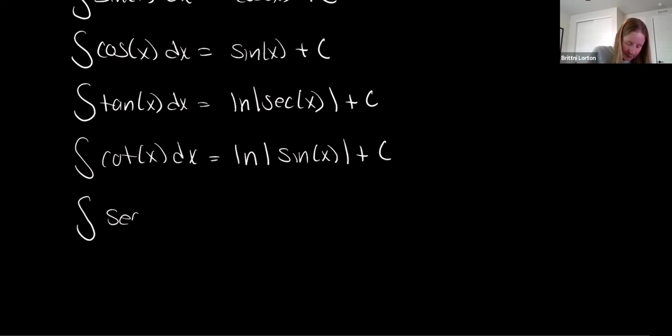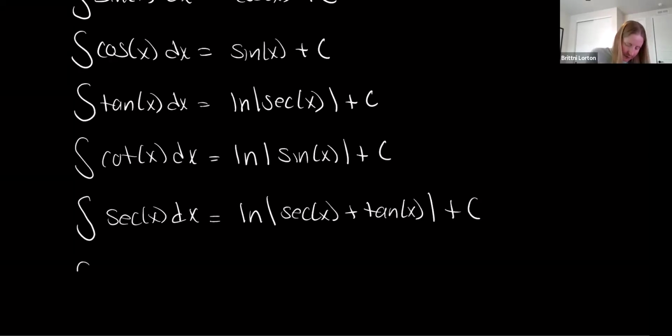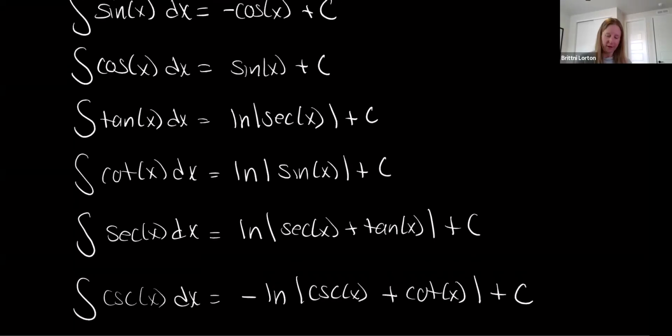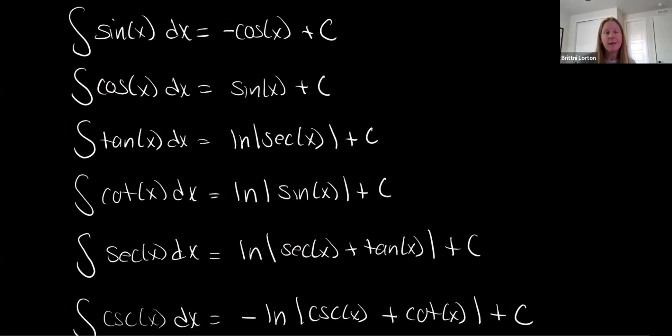The integral of secant of x dx is equal to ln of secant of x plus tangent of x, and then the integral of cosecant of x is equal to negative ln of cosecant of x plus cotangent of x plus c. So here is our nice little summary of the antiderivatives of all 6 trig functions. Cool. Let's practice.